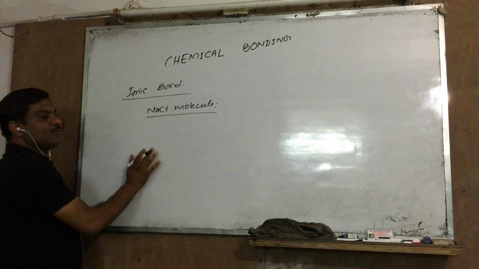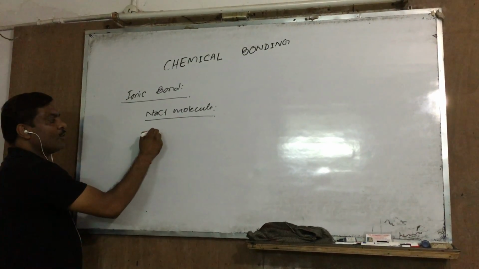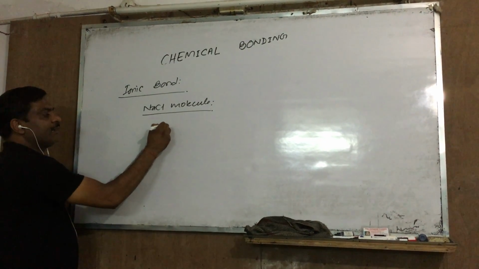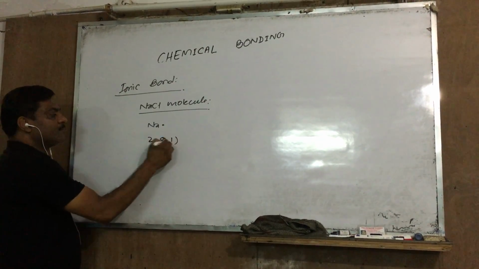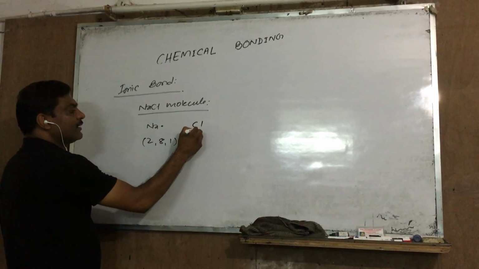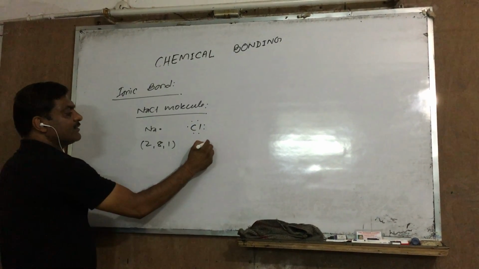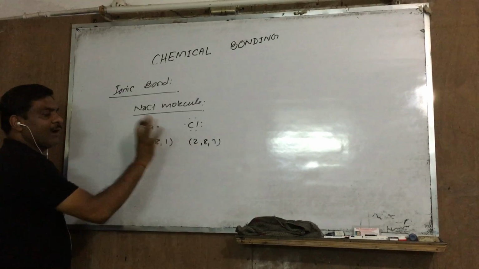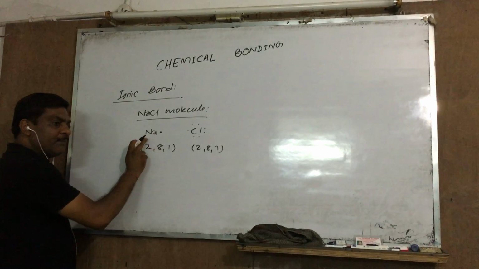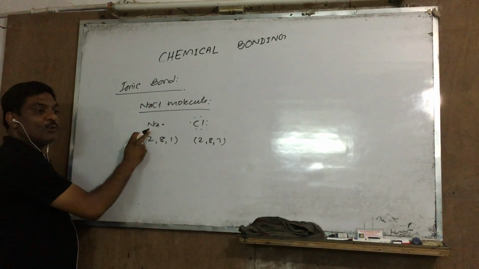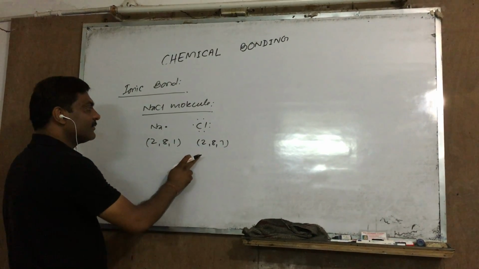NaCl comprises two atoms, Na, the sodium atom, and the chlorine atom. Sodium has one electron in its outermost orbit. The configuration is 2-8-1. Chlorine has 7 electrons in its outermost orbit. The configuration is 2-8-7. Both are unstable. Sodium is a metal and has the tendency to lose an electron. Chlorine is a non-metal and has a tendency to gain an electron.